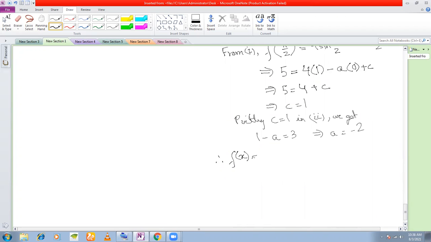Therefore, what is the function? Fx is equal to a sin x plus b cos x plus the arbitrary constant. The value of a we have got as minus 2, so minus 2 sin x, and b is 4, which we had got already in the first step. And the value of the arbitrary constant is 1. So that was our original function. Is this clear? I'll stop here.